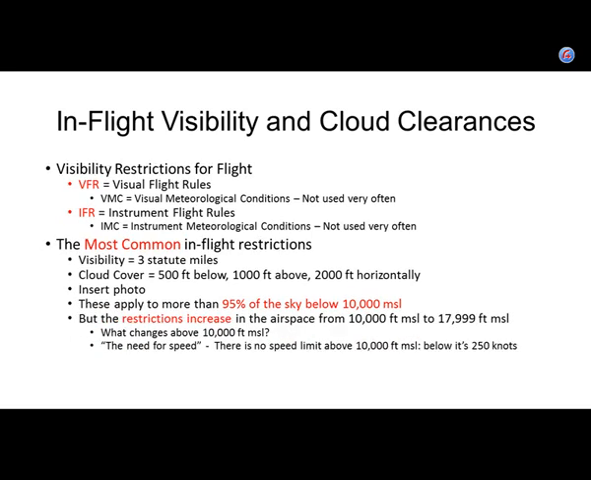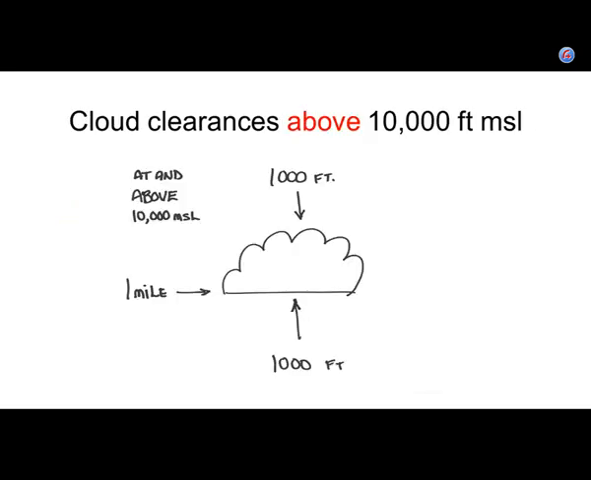Okay, don't answer the need for speed like a lot of you did on the quiz the last time. That was just a way for you to clue your memory. The need for speed, yes, that's right. There is no speed limit above 10,000 feet. So you have a mile horizontally.